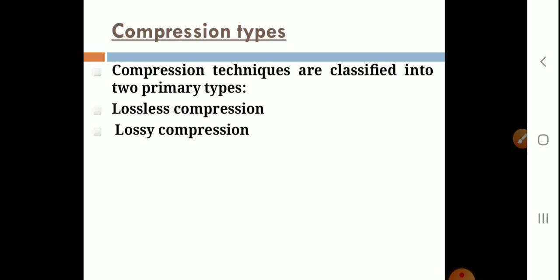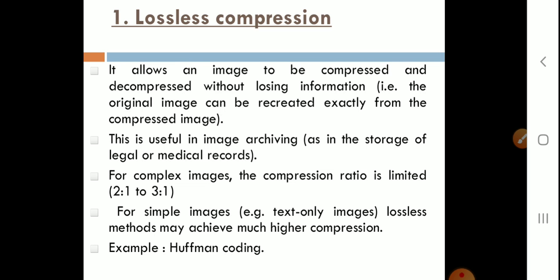In lossless compression, our information is not lost. It allows an image to be compressed and decompressed without losing the information. That is, the original image can be recreated exactly from the compressed image. So this is useful in image archiving, as in the storage of legal or medical records.